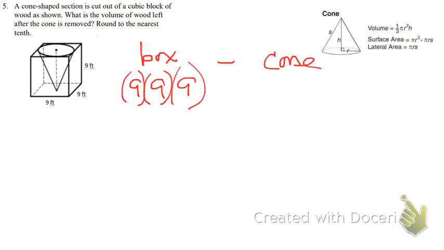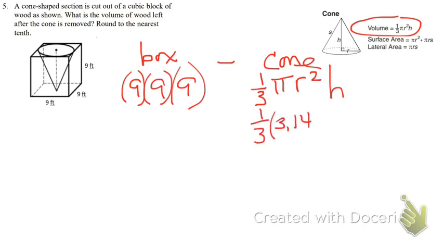Formula for the volume of a cone is 1/3 area of the base times the height. So it's 1/3 area of the base is pi r squared times the height of the cone. So 1/3 times 3.14. The radius of the cone goes all the way to the edge of the box. So it's half of 9 or 4.5. And the height of the cone, it goes all the way from the top to the bottom of the box, so the height of it is 9.